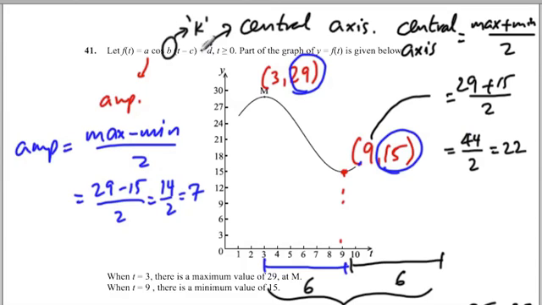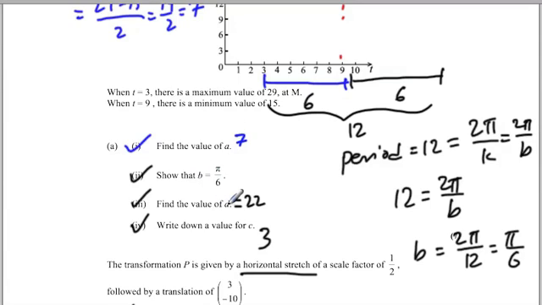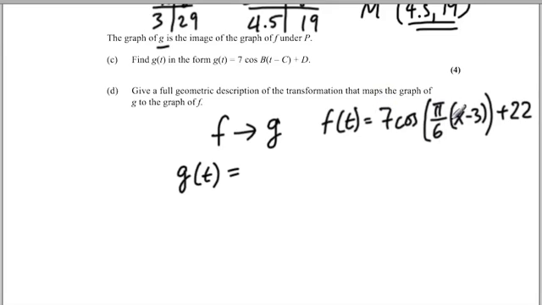Yes, it was 22. So remember, we got our values for A, B, C, and D right here, right? We got them right here. And all I did was I took the 7, pi over 6, 22, and 3, and I just wrote them into the equation right here. So 7, pi over 6, 3, and 22. I wrote them into an equation right here.